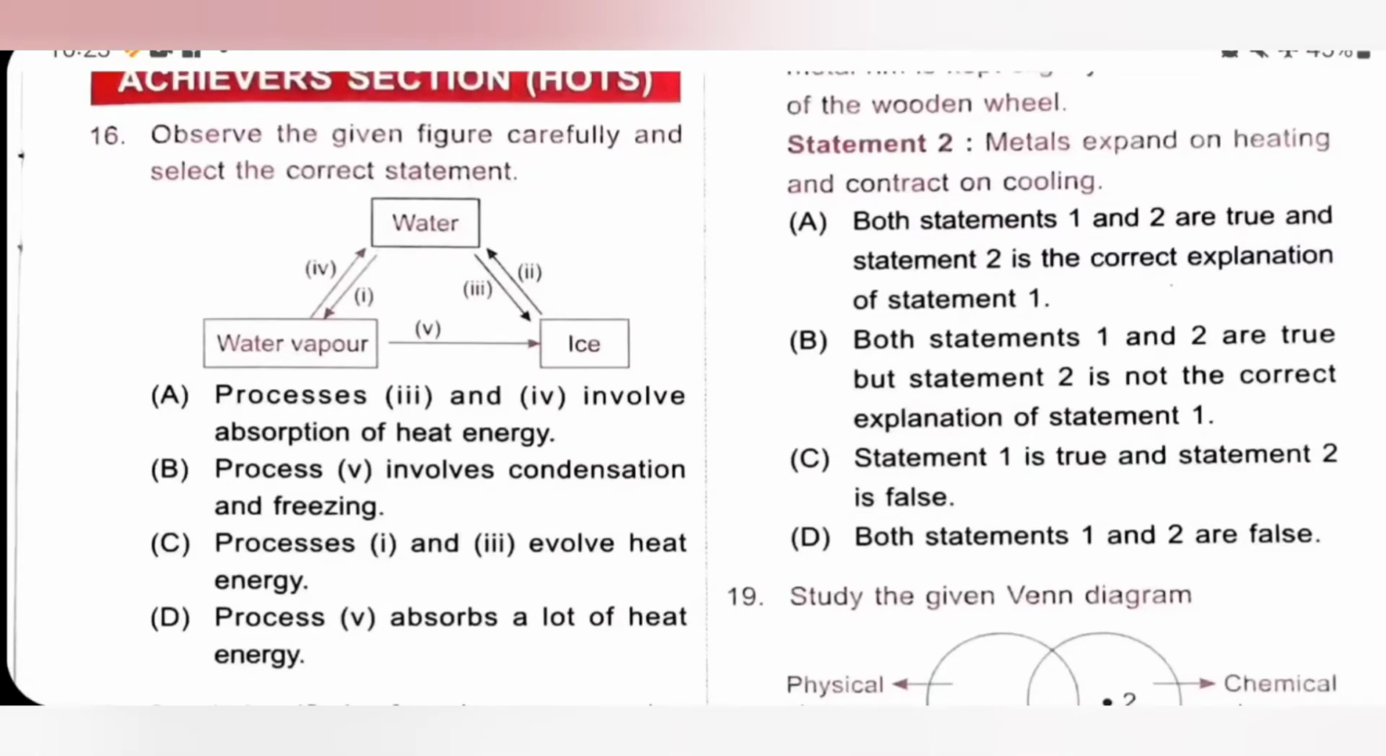A. Processes 3 and 4 involve absorption of heat energy. B. Process 5 involves condensation and freezing. C. Processes 1 and 3 evolve heat energy. D. Process 5 absorbs a lot of heat energy. So, here processes 1 and 2 involve absorption of heat, while processes 3, 4 and 5 involve evolution of heat. So, option B, process 5 involves condensation and freezing. Option B is the correct answer.